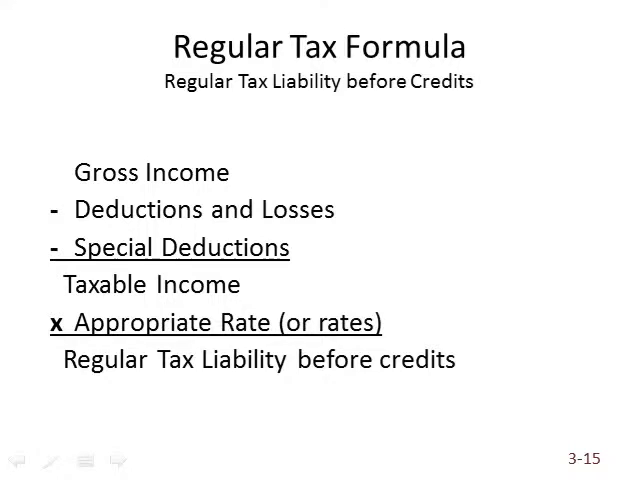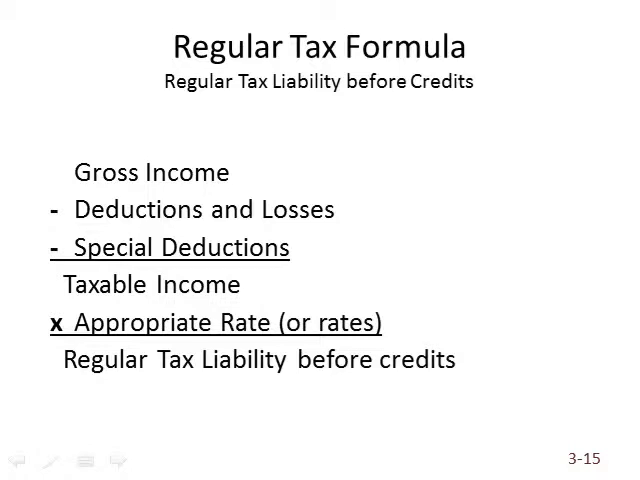And so now let's look a little bit at the formula, how we calculate the regular tax liability before we take into account any of the credits we've been talking about. As we said before, we take all of our gross income, which, as you all recall, I know we've said it several times, that's everything, unless the tax code says something shouldn't be included. So gross income is everything except what the tax code says we can exclude from gross income. We deduct our deductions and losses. We deduct our special deductions, and we get to taxable income. We multiply our taxable income by the appropriate rate or rates, and so we get our regular tax liability before credits.